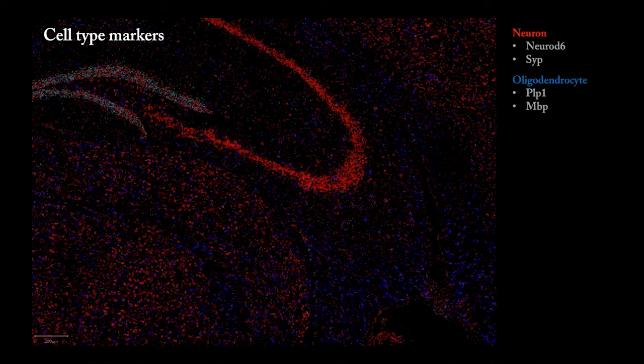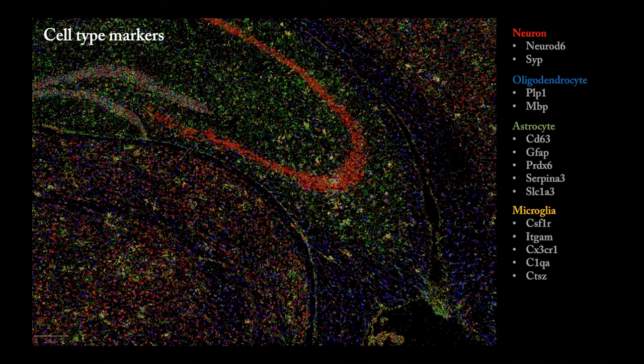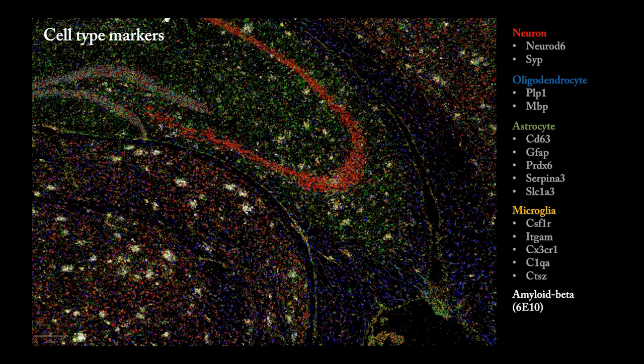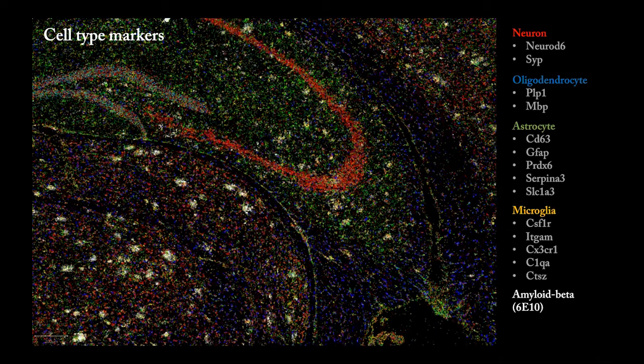Blue is for oligodendrocyte, green for astrocyte, yellow for microglia. So based only on the detection of those genes, we already nicely delineate the structure of the mouse brain. Moreover, we can do immunohistochemistry on top of the same section. It's really nice to see that the white amyloid plaque is colocalized with green, and the yellow indicates the gliosis around the amyloid plaque.